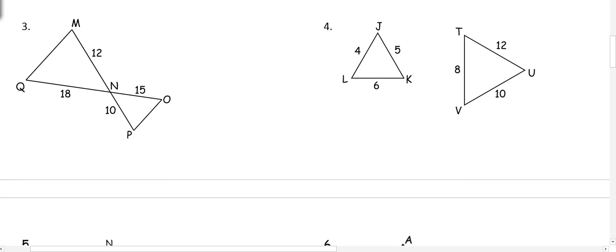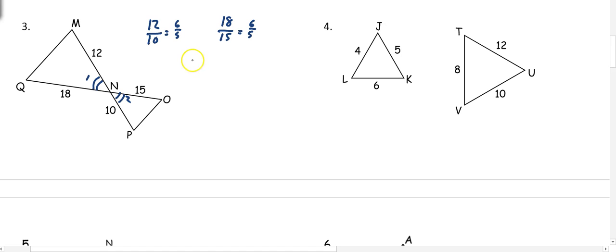Number 3 is another bow tie problem. So we know in a bow tie problem that again our vertical angles are congruent. So we have 1 and 2 congruent. We also need to show that our sides are proportional. Remember, when you're doing a bow tie problem, the sides that correspond with each other are from the same line. So we need to show that 12 over 10 and 18 over 15 reduce to the same thing. So 12 over 10 reduces to 6 over 5, and 18 over 15 reduces to 6 over 5.